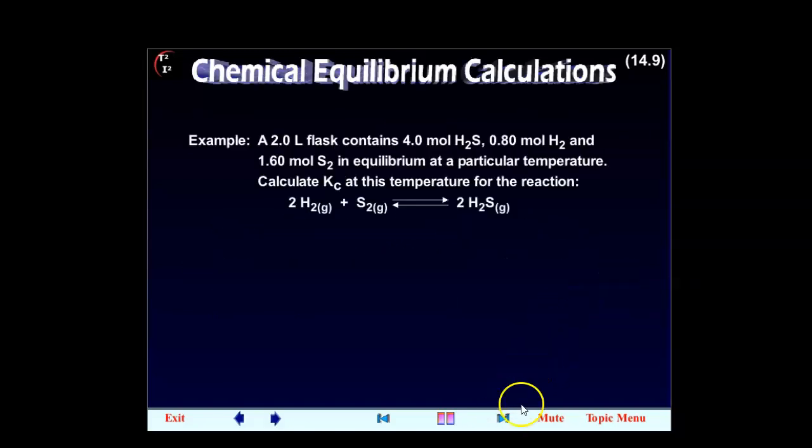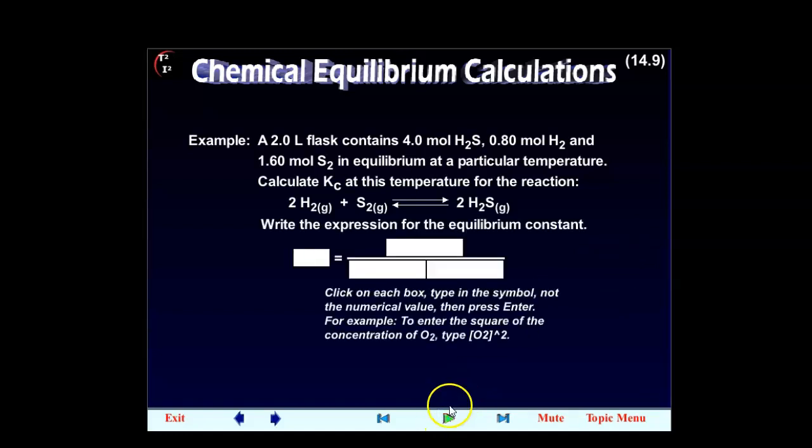Example, a 2.0 liter flask contains 4.0 moles H2S, 0.80 moles H2, and 1.60 moles S2 in equilibrium at a particular temperature. Calculate K sub C at this temperature for the reaction. Write the expression for the equilibrium constant. All right, I expect you to get your pencil and paper to write the expressions in this case. Everybody should be able to do this now, using the previous examples we've done.